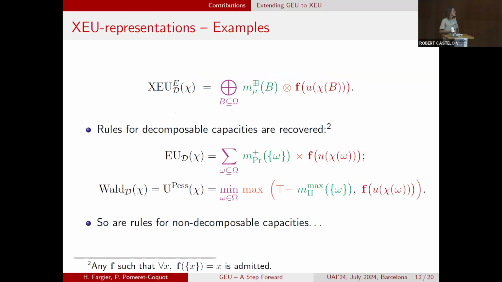Inside the XEU framework, we can recover rules for decomposable capacities, as the 2 rules I presented in the examples. The expected utility is recovered with a plus-based mass function and sum and product as operators. And the one criterion here, expressed as a particular case of probabilistic pessimistic utility, is recovered using a max-based mass function and the min and max operators. In this case, with decomposable capacities, all focal elements are singletons, are states. So the F function here is not really useful because, as it has a single input, it acts as an identity function. But we can also recover rules for non-decomposable capacities.